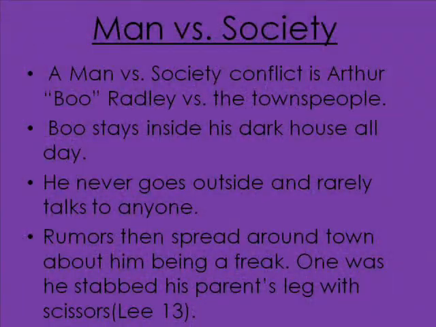A Man vs. Society conflict is Arthur Radley, or Boo, versus the townspeople. Boo stays inside his dark house all day. He never goes outside and rarely talks to anyone. Rumors then spread about town about him being a freak.